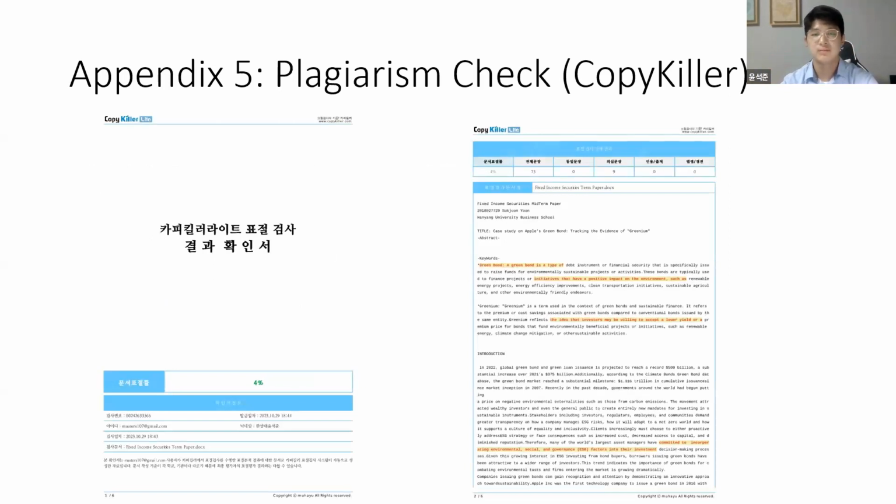And the last one is the plagiarism check. It showed 4%, which I think is low. And all I have to do is to extract the data and actually analyze it, and organize the data collection.